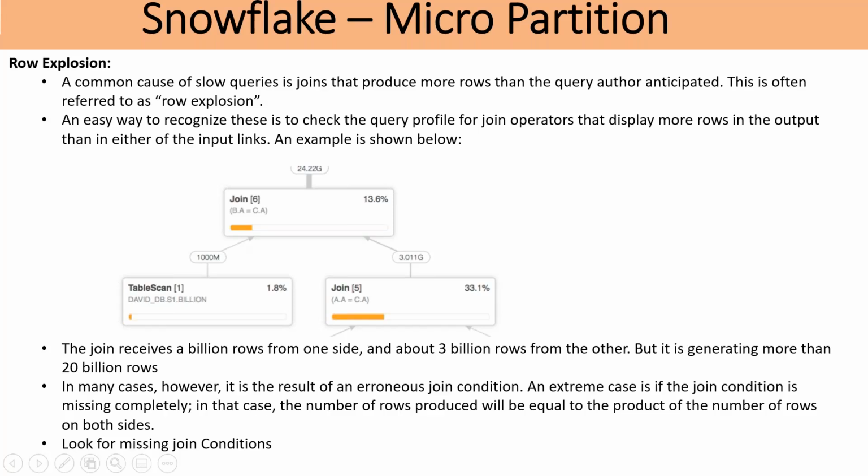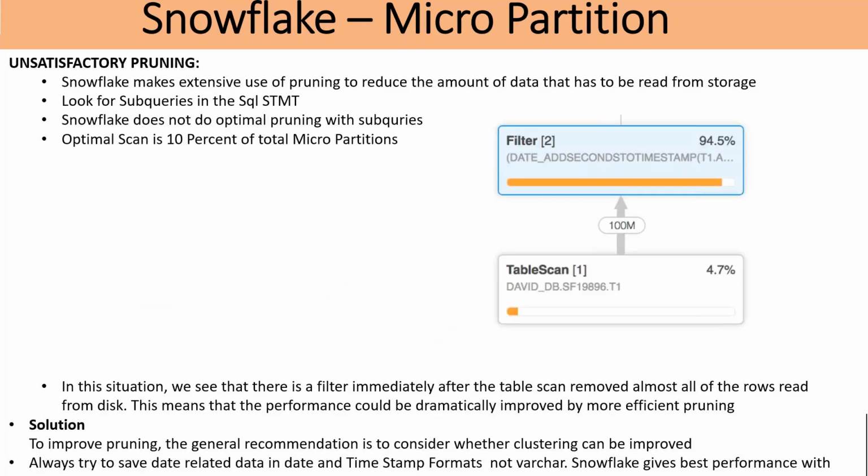If you miss out the join condition, then it becomes a Cartesian product. If you have 10 million here and 10 million there, 10 million times 10 million is the total number of rows that need to be processed. Look for missing join conditions. This is called row explosion. Okay. Unsatisfactory pruning.